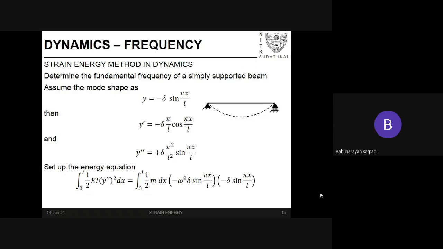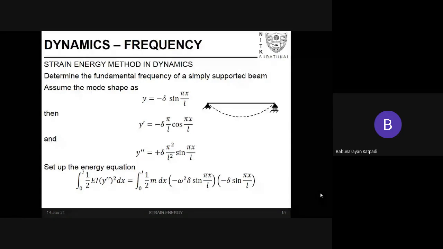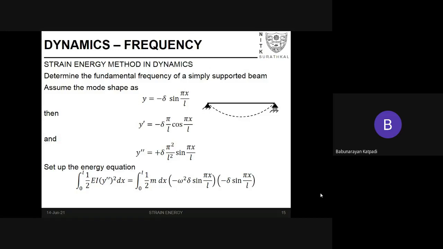So we have seen displacement and load gradually applied, we assume we'll have either average of the load into displacement, or average displacement into load. So half m into dx into acceleration, which is omega squared into amplitude. Anybody who knows fundamentals of dynamics knows acceleration is a omega squared.